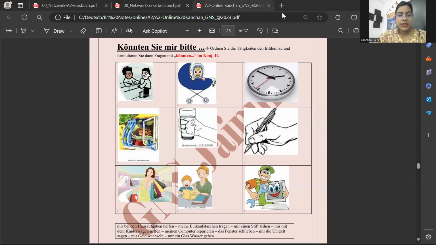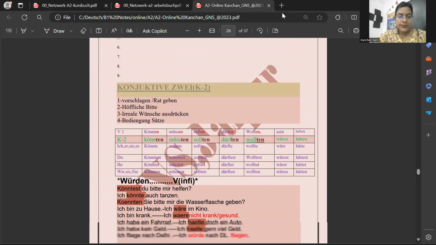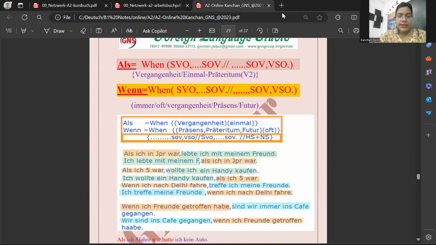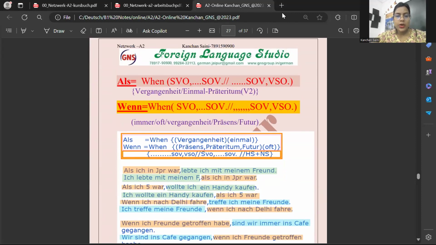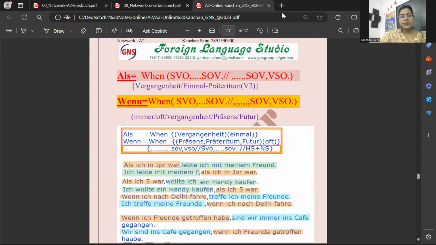And today we will learn again the new connector, which is here als oder wenn. Ist das sichtbar? Is it visible? Please confirm. Ja. Yeah. So this is the connector here, als oder when. We have two connectors. First one it is als and second it is wenn. So als and wenn both have the same meaning, when.